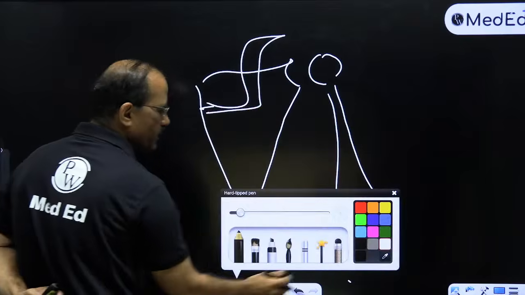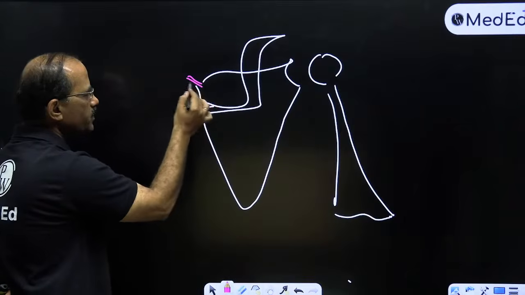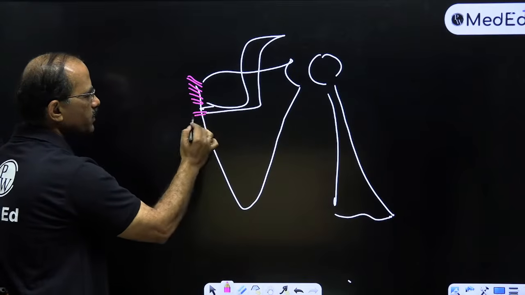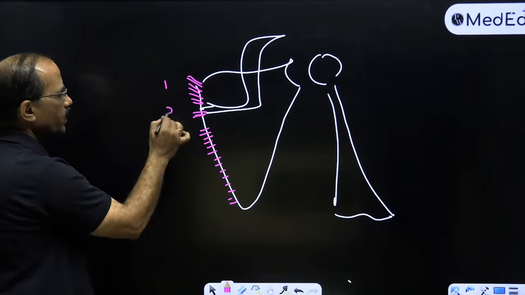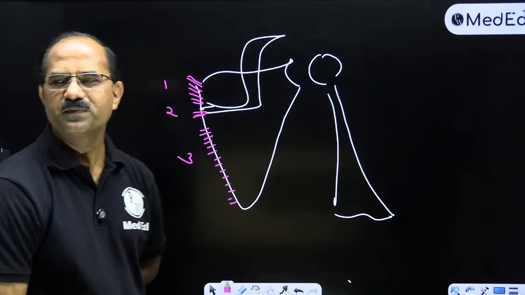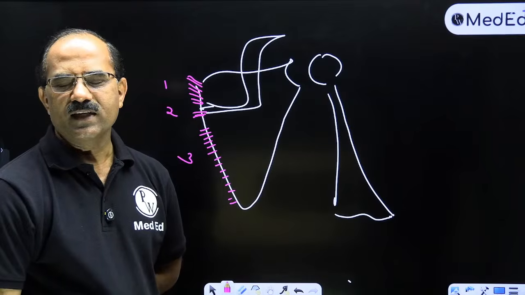वैसे बोल सकते हो, what is this muscle here? यहाँ पे कौन सा muscle है? What is this muscle? And what is this muscle attached to the scapula? 1, 2, and 3. चलो, answer this. What are these muscles attached to the scapula?